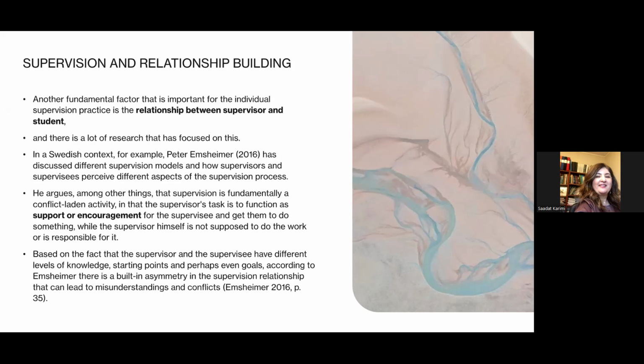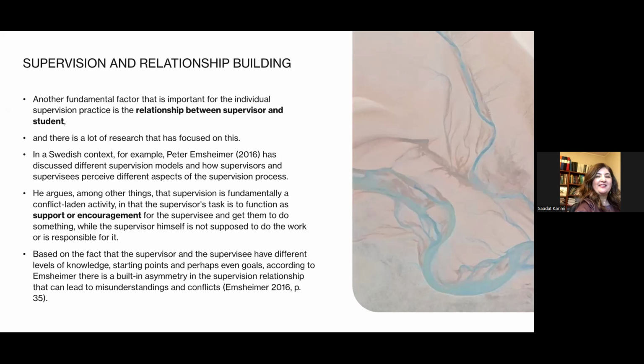Why? It is a conflict-laden activity because a supervisor's task is to function as support or encouragement for the supervisee and get them to do something, while the supervisor himself or herself is not supposed to do the work or is responsible for it. This is based on the fact that the supervisor and the supervisee have different levels of knowledge, starting points, and perhaps even goals.